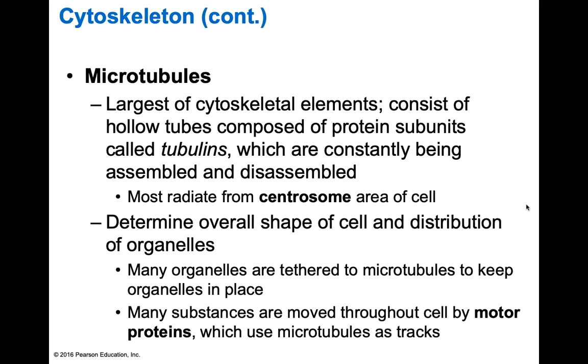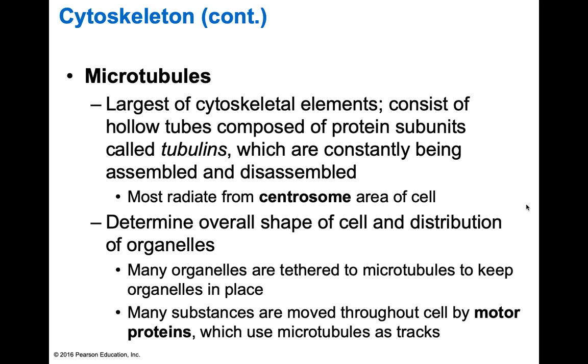Lastly, we have our microtubules. You've probably heard about these before. They're the largest of the cytoskeletal elements. They consist of hollow tubes composed of protein subunits called tubulins, and these are being assembled and disassembled constantly. A lot of them come from centrosomes, a central area of the cell. This is actually where the centrioles develop when we go through mitosis, and we develop microtubules called spindle fibers to help pull the chromosomes apart. The centrosome is the area that these radiate from.